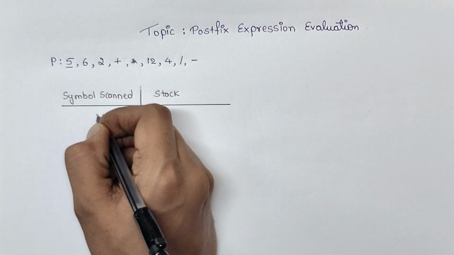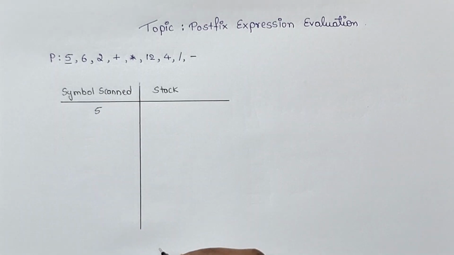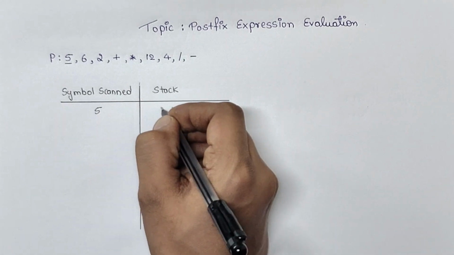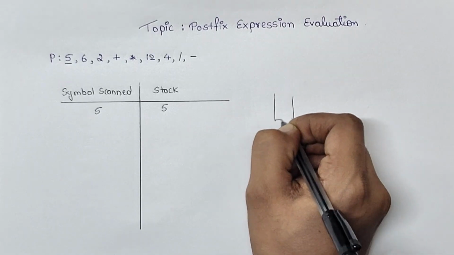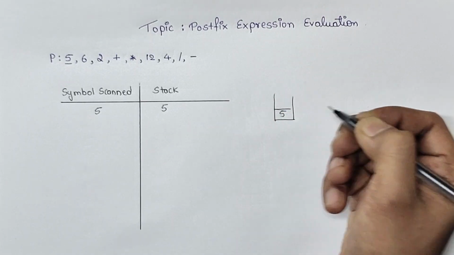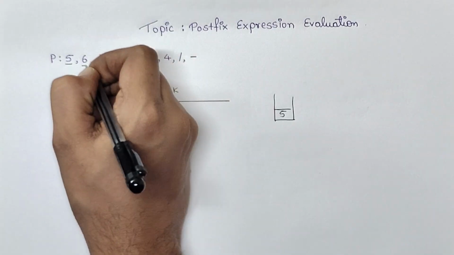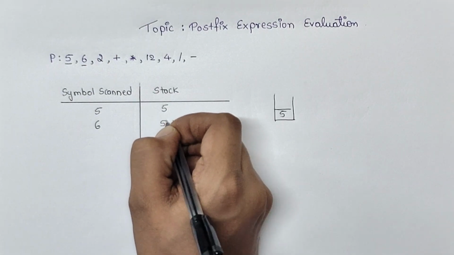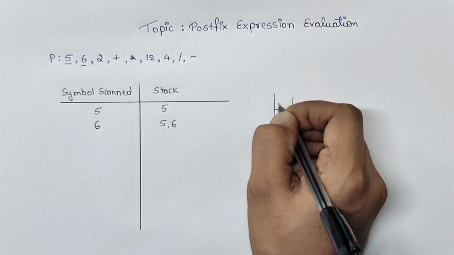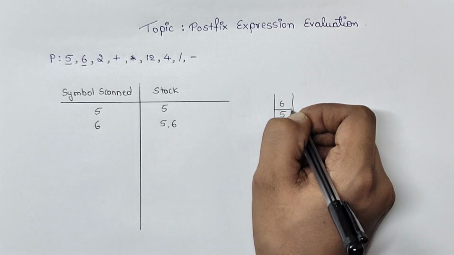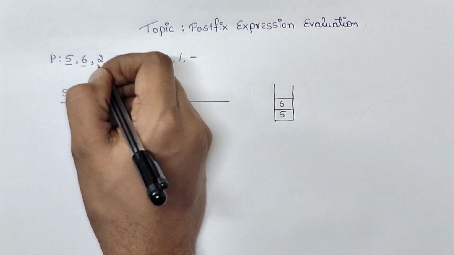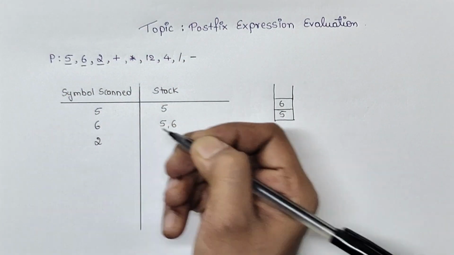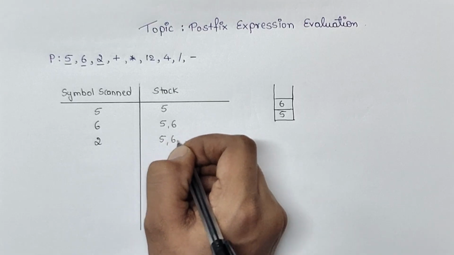The first element is 5. When you encounter an operand, just push it into the stack. So now in my stack 5 is there. Next 6. So 6 is an operand, so just push it into the stack. 5 was already there, now 6 is inserted. Next 2. So 2 is also an operand. Just push it into the stack.